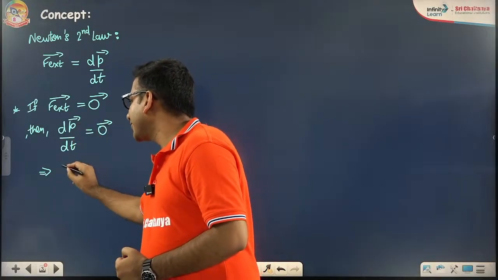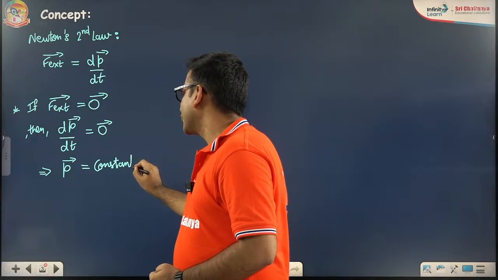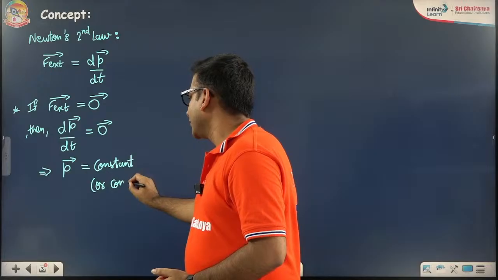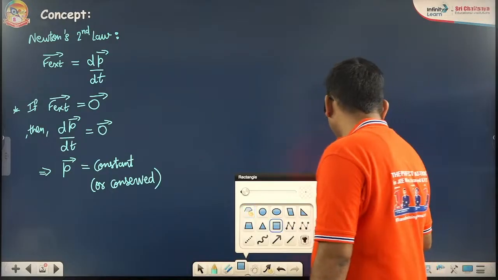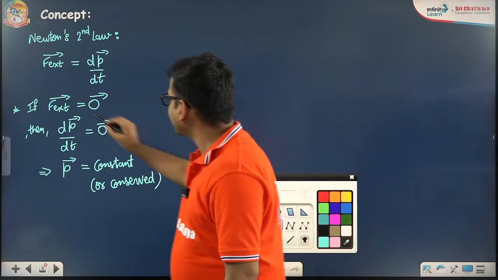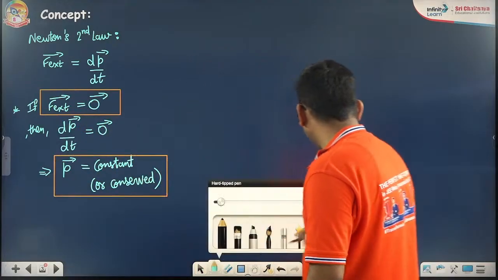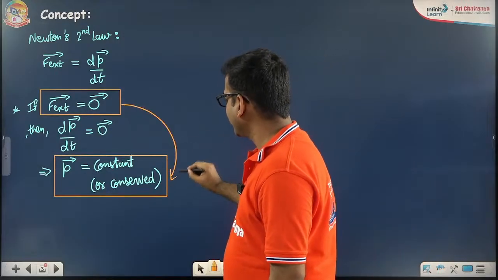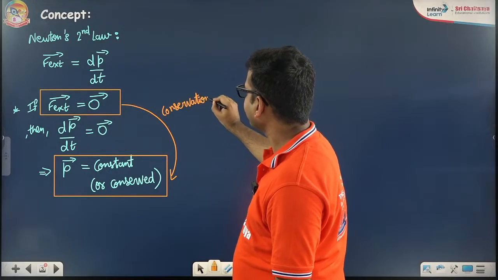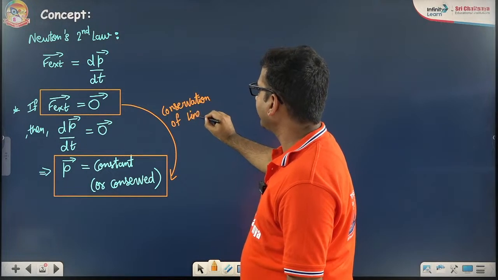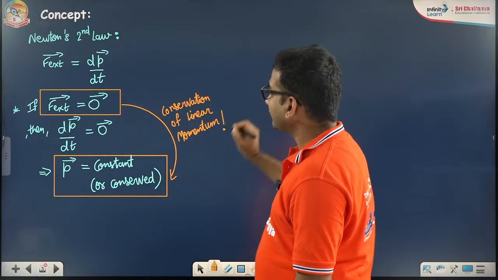So if the derivative of linear momentum is 0, it means the linear momentum doesn't change with time. It is constant or conserved. Now, is the meaning of constant and conserved the same, sir? No, it's not at all the same. What I want you to understand is that if the external force acting on the system is 0, then the system's linear momentum is going to be conserved. This is called the principle of conservation of linear momentum. Very simple.